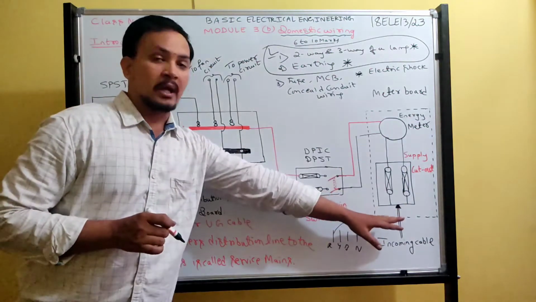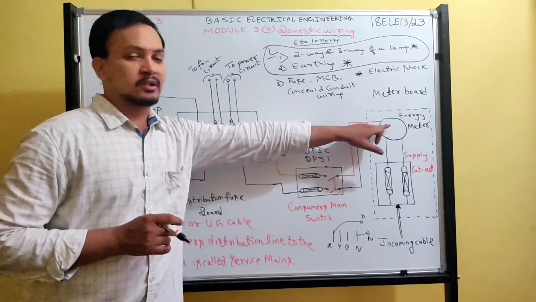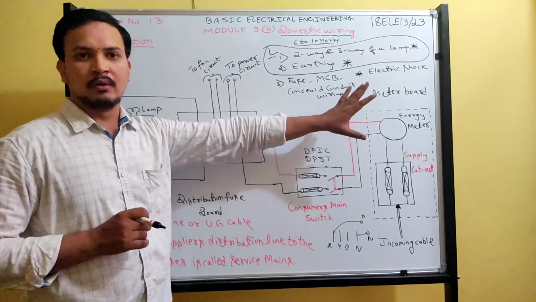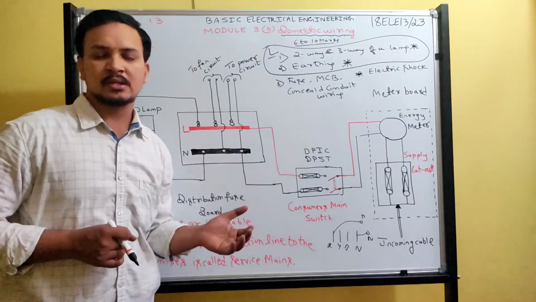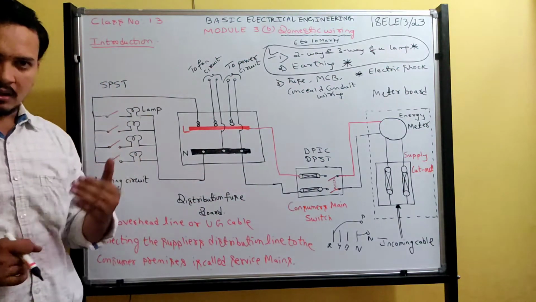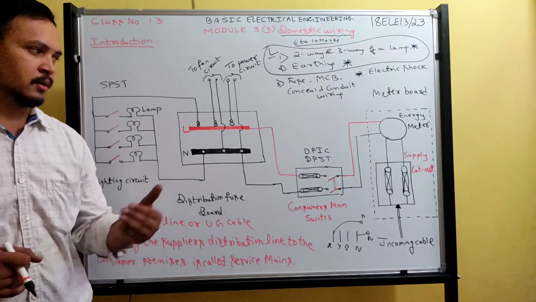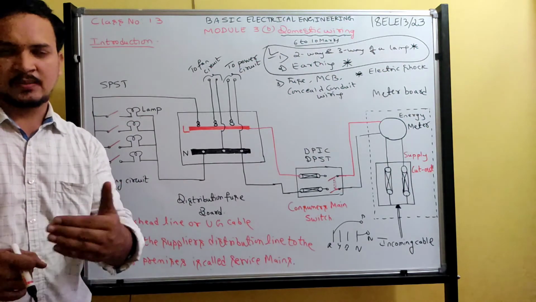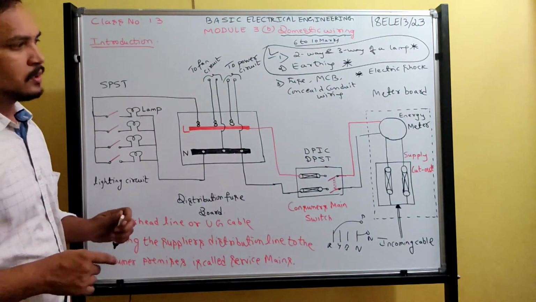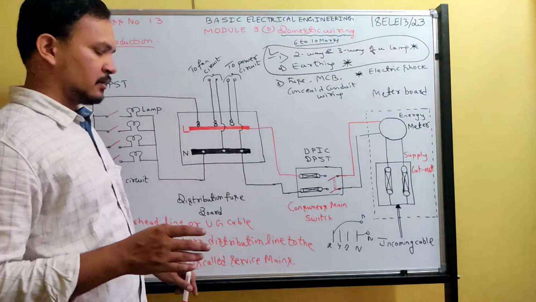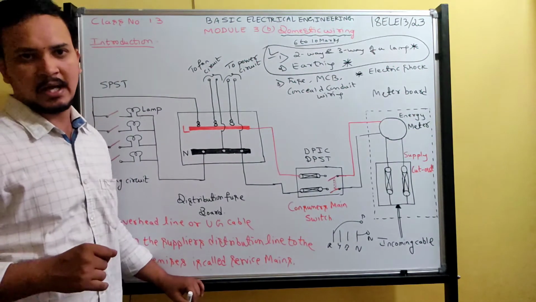And the supply company authority will record that reading. Based on that reading and units in kilowatt hour, they will give the electricity bill on a monthly basis, or quarterly, or semester, once in 6 months, or maybe once in 1 year. So generally the billing system will be monthly as of now.